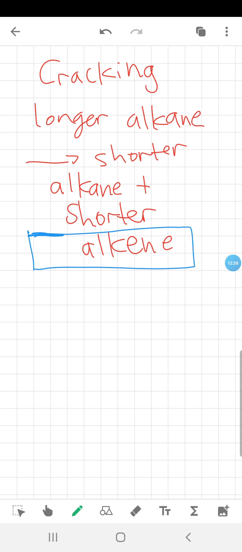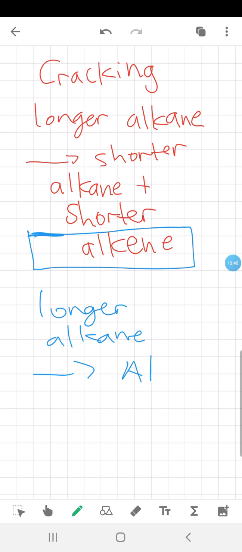Now, the other type of cracking that you can have is where you start off with a longer alkane, as always, and you end up with a shorter alkene or alkenes, plus 2 hydrogens.